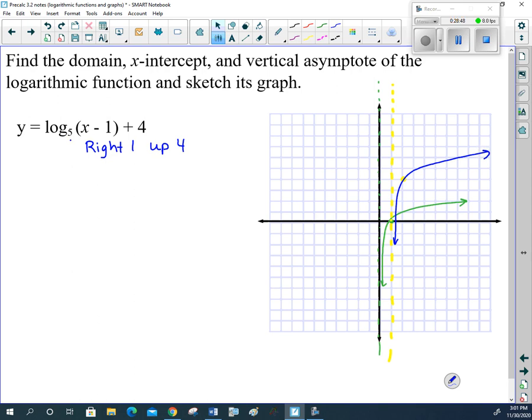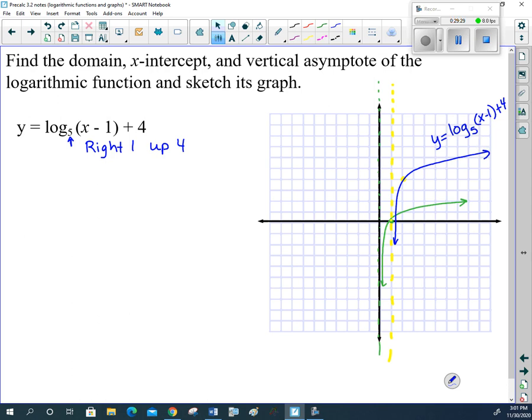Some of you are probably thinking, what does the 5 do right here, that base? That 5 just determines how quickly it increases. So whether it kind of goes like this or whether it goes like this, depending upon the number for your base, that changes the shape of how fast the increase is on the right. Okay, so there's a sketch of it. The blue one's our sketch. So this is y equals log base 5 of x minus 1 plus 4. It's not exact, it's a sketch, it said sketch it.